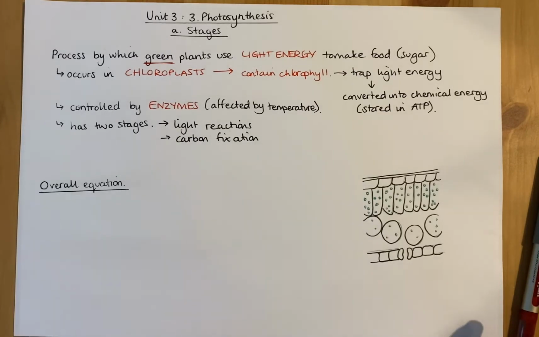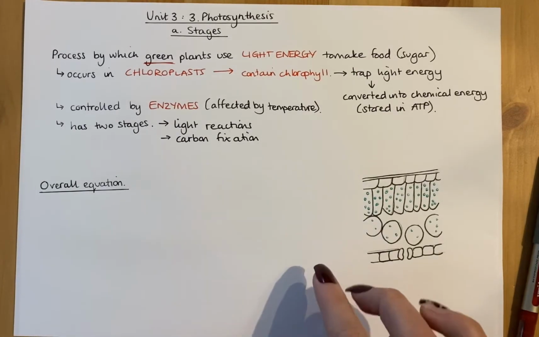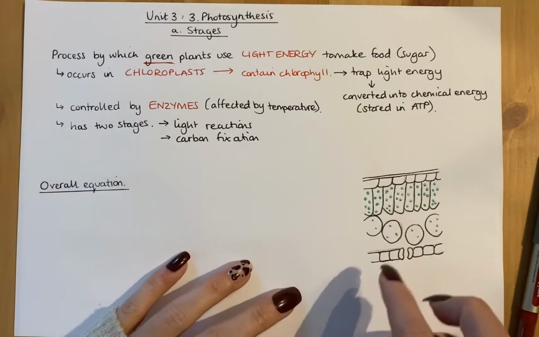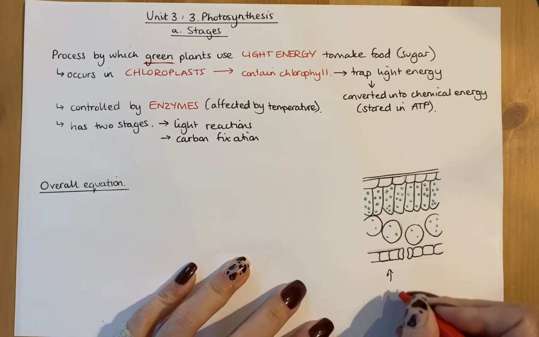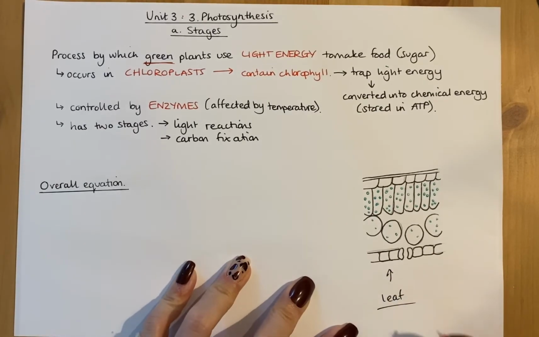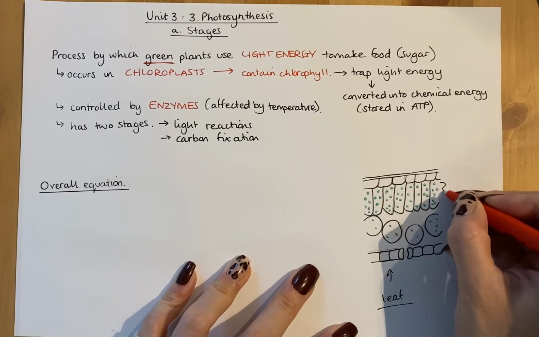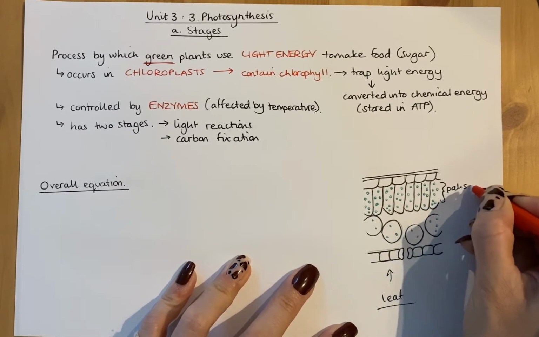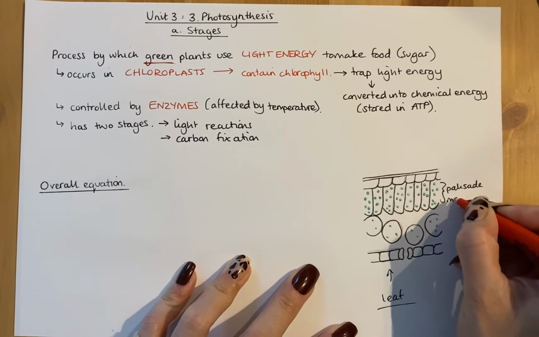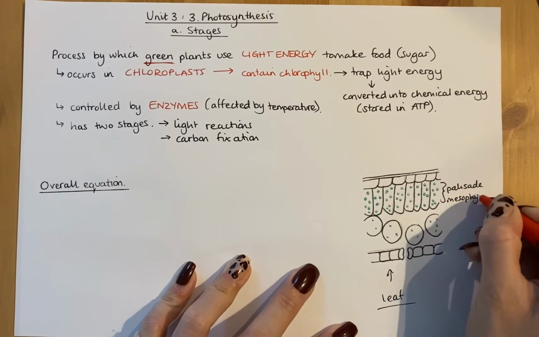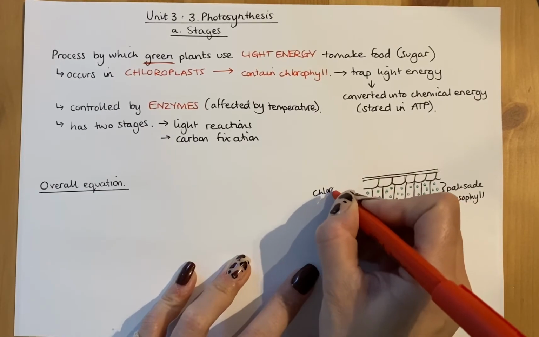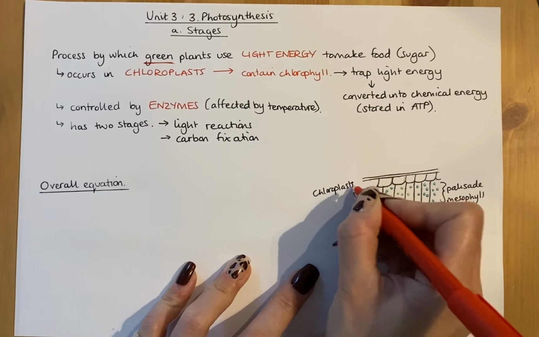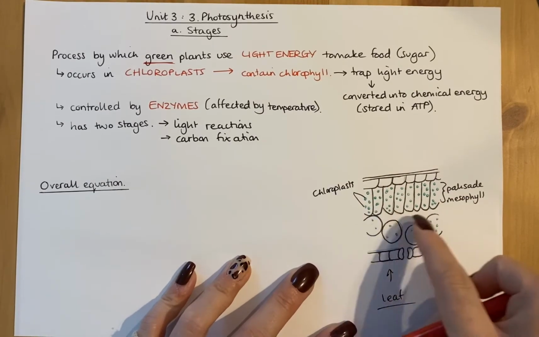Just to link you back to some of the stuff that you'll know from previous topics apart from enzymes, this should hopefully be familiar to you. This is a leaf, a section of a leaf. These cells here are your palisade mesophyll cells, and they have a large number of chloroplasts. Therefore, they are the main site of photosynthesis within that leaf.